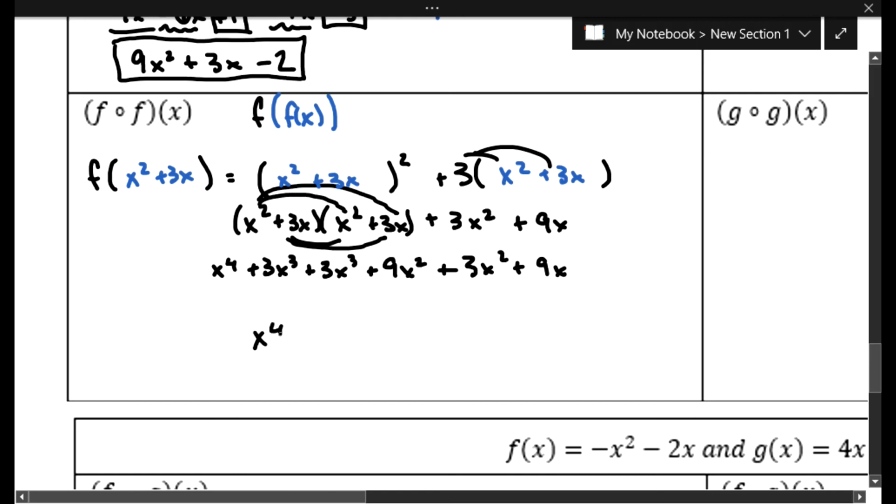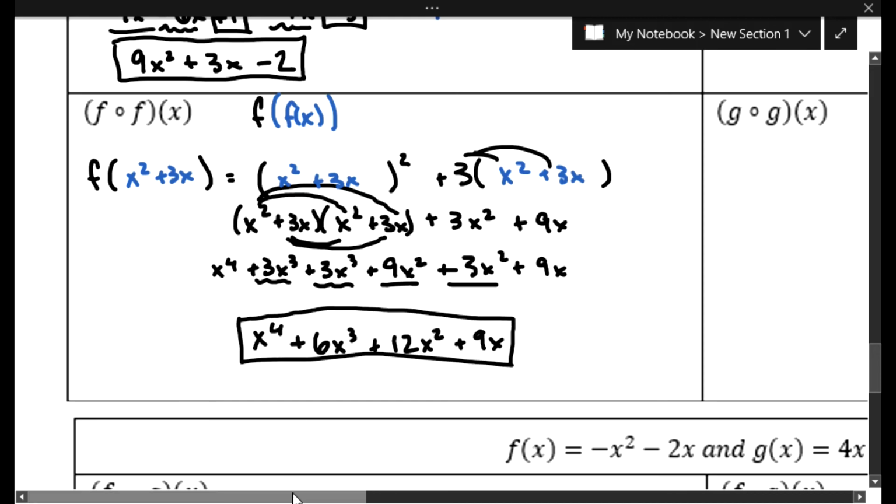I have an x to the fourth. I have an x cubed and an x cubed. That's going to give me 6x cubed. I have a 9x squared and a 3x squared. That gives me 12x squared, and then just a 9x. Nothing to combine there.